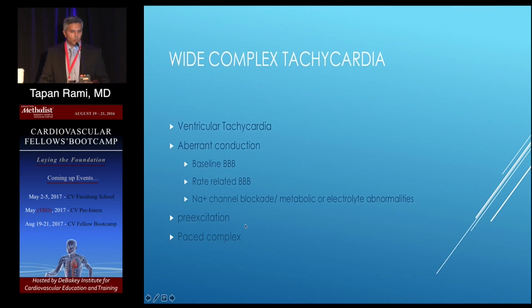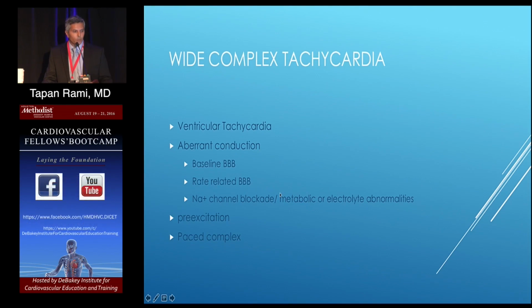I'm going to move on to wide complex tachycardia. So the differential for wide complex tachycardia is, of course, ventricular tachycardia. Aberrancy. So aberrancy means that they have a baseline bundle branch block, and now when they're in tachycardia, they still have that baseline bundle branch block, or they have a rate-related bundle branch block. So when they're at faster heart rates, the left bundle, or more commonly the right bundle, is not able to adequately accept that signal, and so there may be a block in the right bundle.